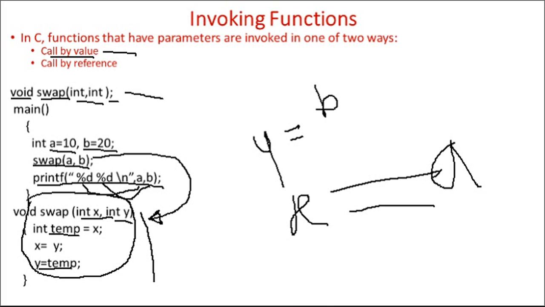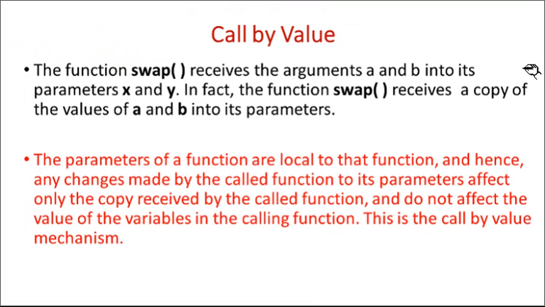Let's discuss it in a different way. This is where we can say that the call by value concept can be characterized in a different way. The function swap receives the arguments a and b into its parameters x and y. In fact, the function swap receives a copy of the values of a and b into its parameters.